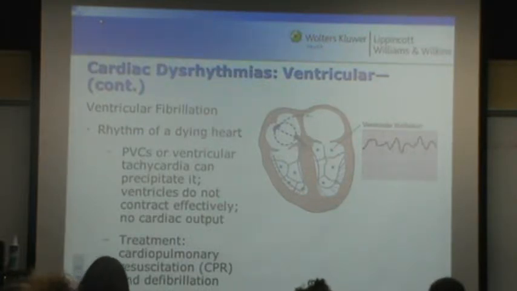And plus, like I said, because there's no cardiac output with this, there's no effective contractions of the heart, nothing is being perfused, right? So this is why we're having to do CPR, to maintain a blood pressure so we can perfuse the brain and those other vital organs.